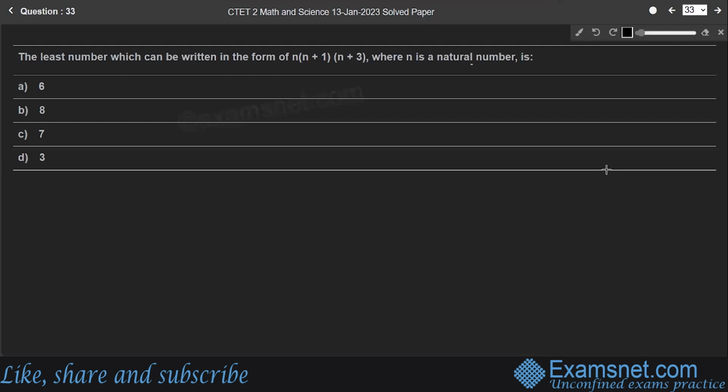Question 33. The least number which can be written in the form of n into n plus 1 into n plus 3, where n is a natural number. So students, the natural number set: n starts with 1, right? So 1, 2, 3, and it continues. So this is the set of natural numbers. Here the least number can be formed from the given expression n into n plus 1 into n plus 3, right?